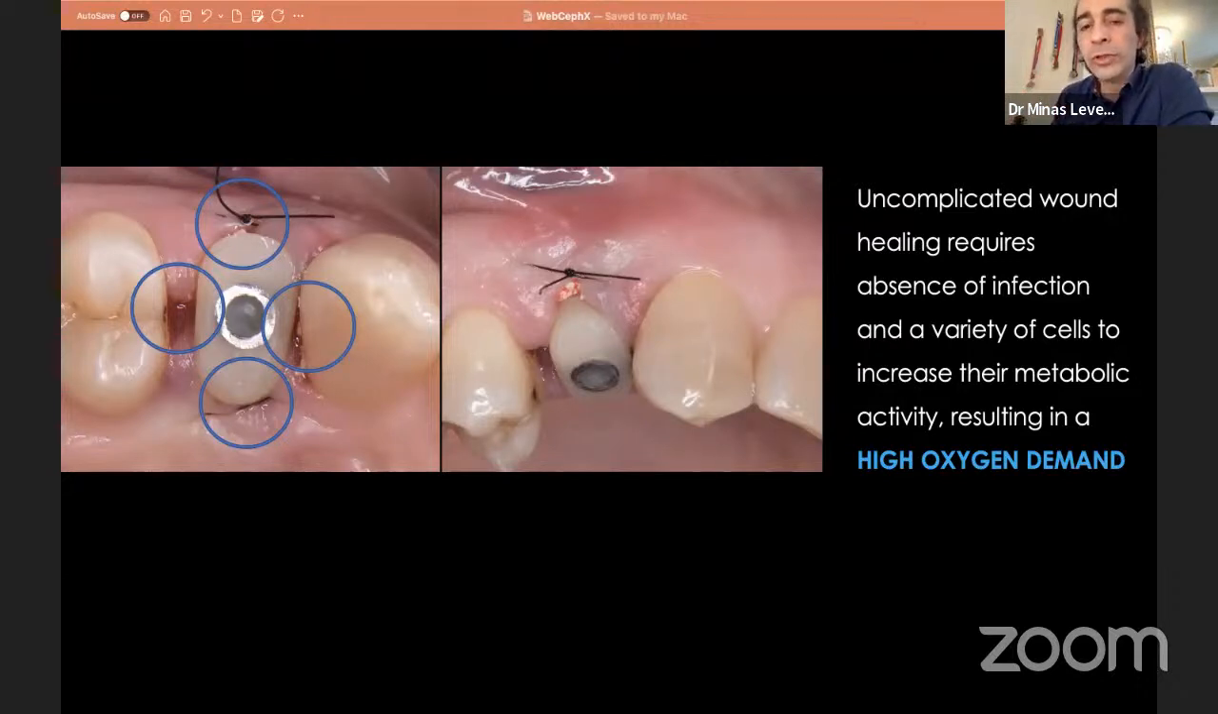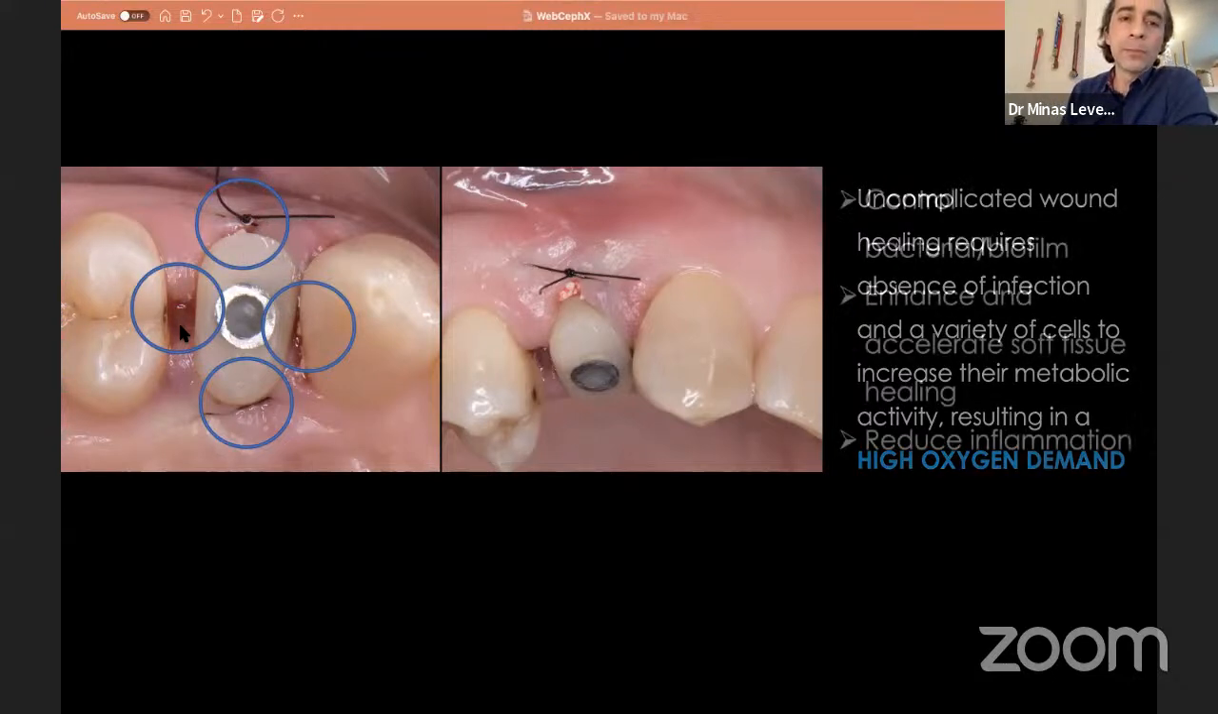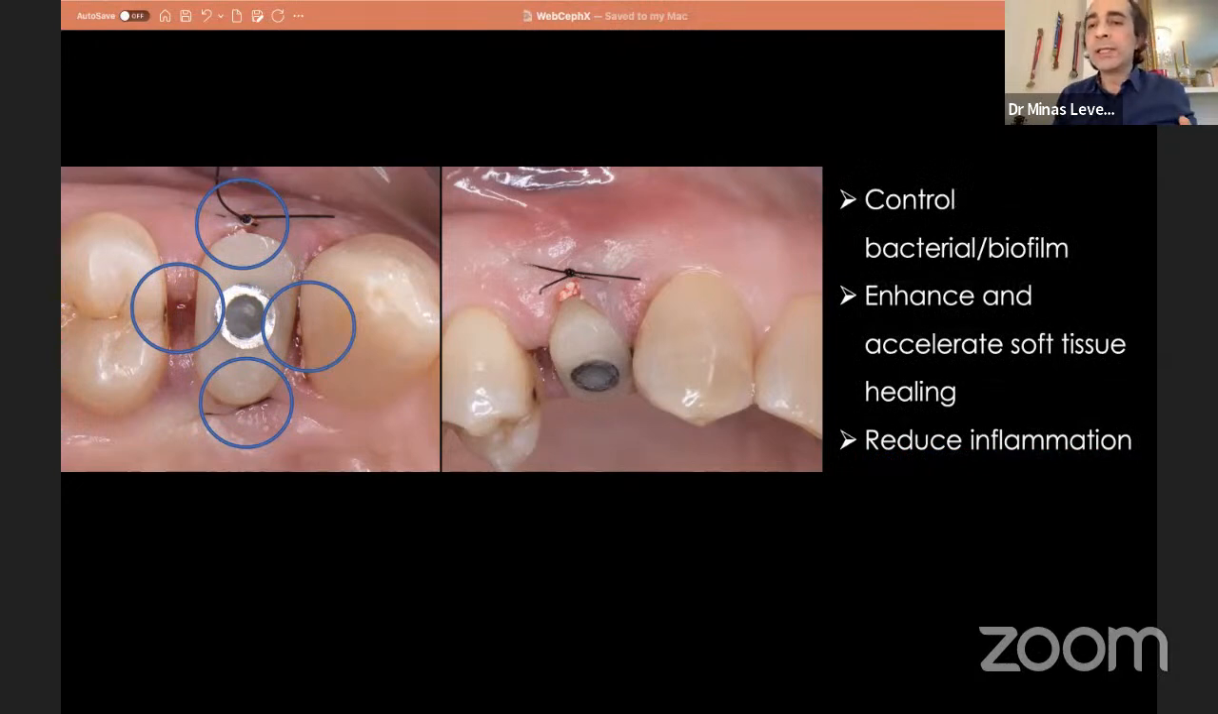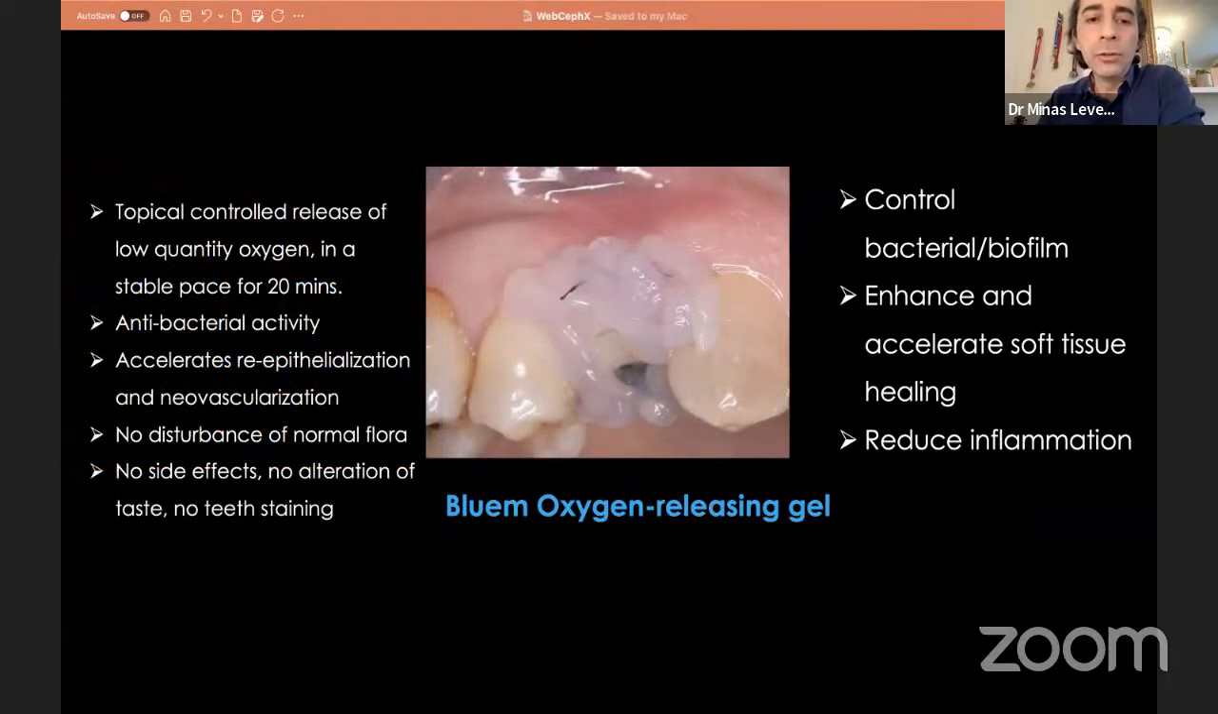I give them to the patients to use every day, 3-4 times a day, to achieve excellent soft tissue healing. Because like in this case, we need all those areas to give me a very quick and excellent healing of the soft tissues. So we need to accelerate the reepithelialization, and we need to control the bacteria to reduce any inflammation and any risk of infection. I use my Blue M oxygen releasing gel for those reasons. The patient can use it every day.